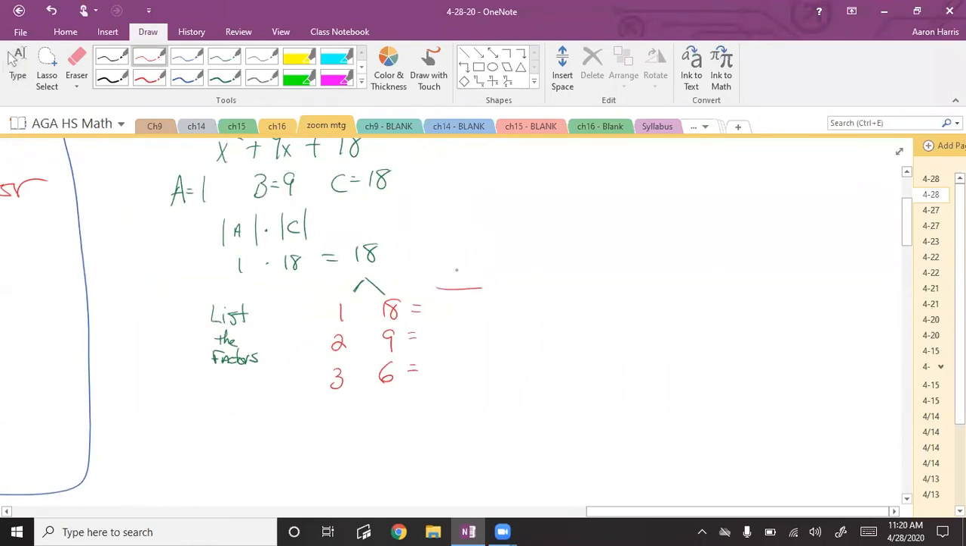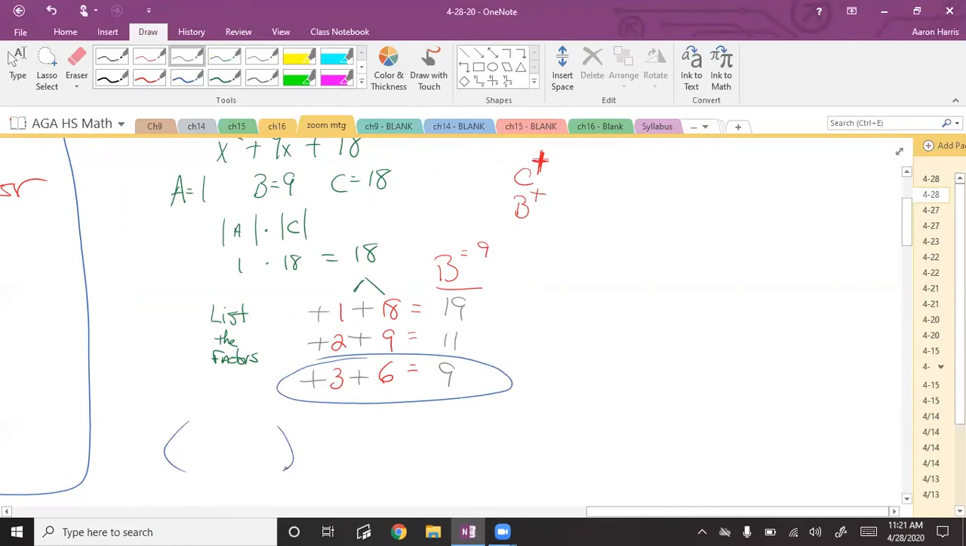So now, what do we want these to equal? 9. What is that? B. C is what kind of number? Positive. And B is what kind of number? Positive. Therefore, my factors are what? Positive. Brooke, 1 and 18. 19. Aiden, 2 and 9. 11. Brooke, 3 and 6. Which one is it, Aiden? 3 and 6.